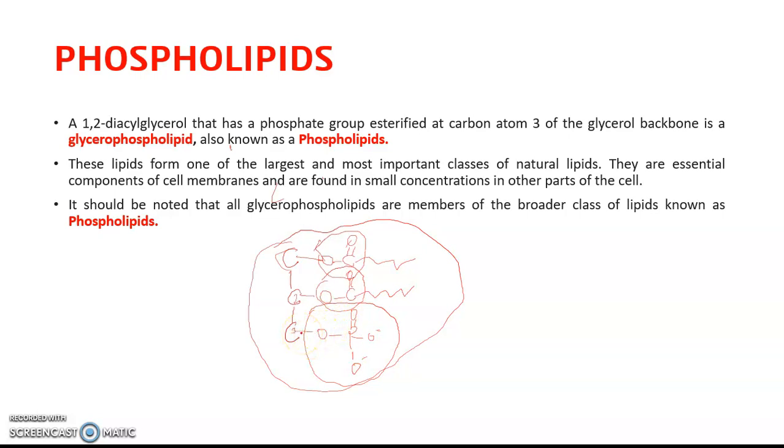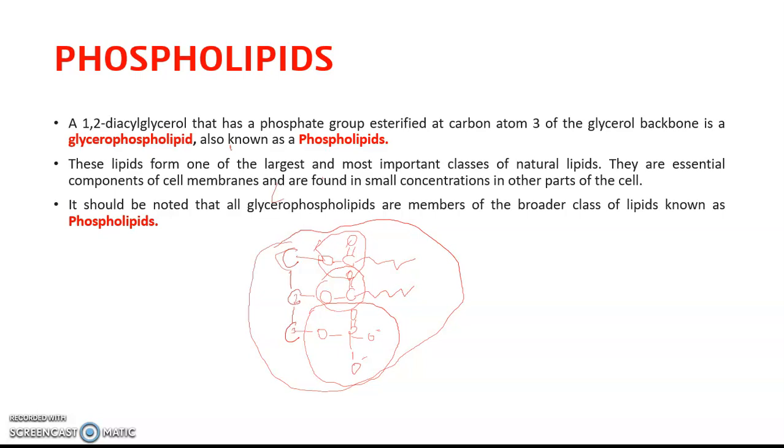Now these lipids form one of the largest and most important classes of natural lipids. They are an essential component of the cell membrane and are found in small concentration in other parts of the cell. When we look at the membrane leaflet, we find that we have the membrane bilayer. This bilayer is made up of these phospholipids. And we have examples of these phospholipids, which I'm going to discuss later in this lecture.